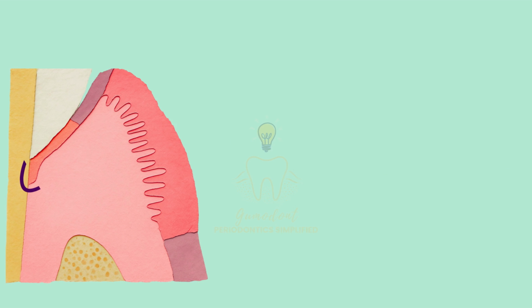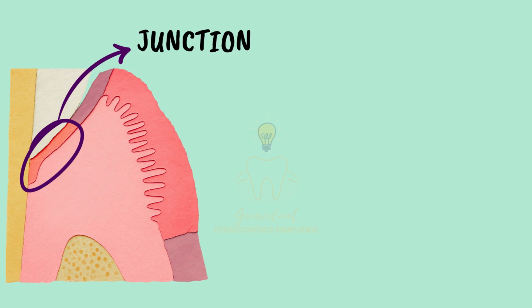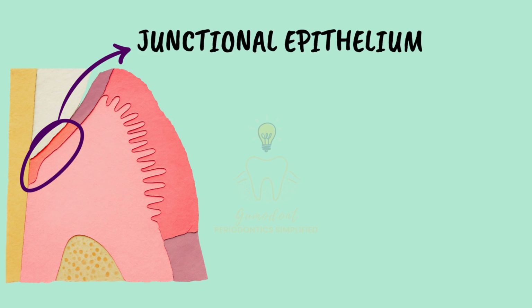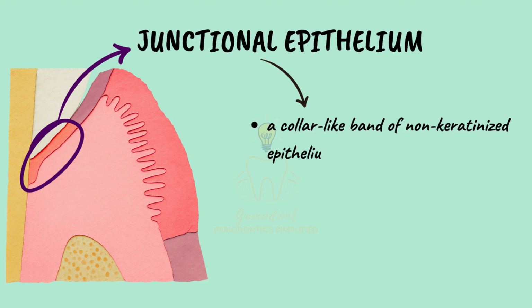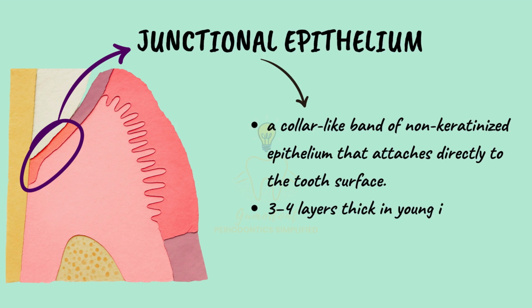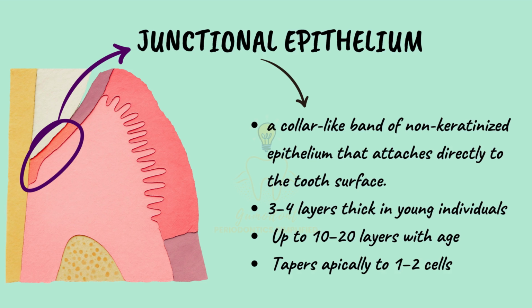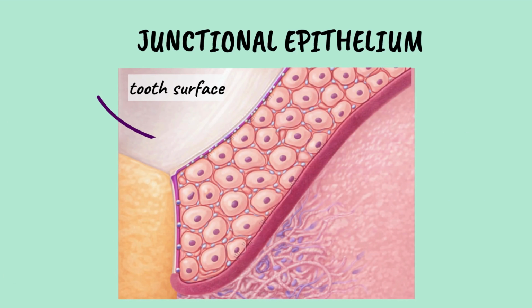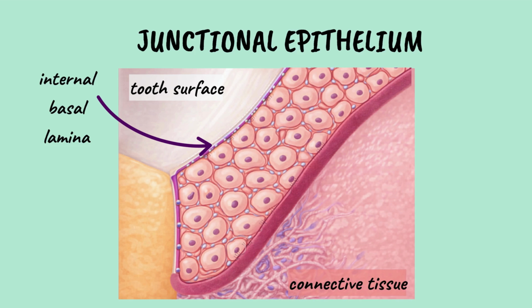And at the base of this sulcus lies the most important attachment epithelium, the junctional epithelium. The junctional epithelium is a band of non-keratinized epithelium that attaches directly to the tooth. It is 3 to 4 layers thick in young individuals but can go up to 10 to 20 layers with age, and it tapers apically to 1 to 2 cells. It attaches to the tooth via the internal basal lamina and to connective tissue via the external basal lamina.